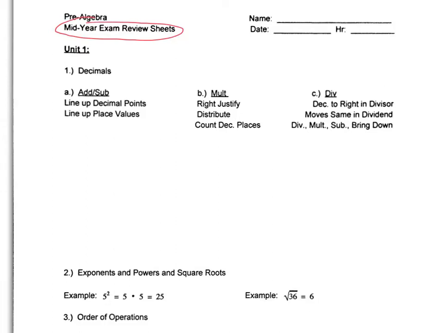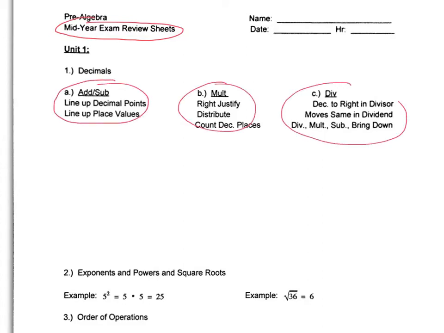Alright, Unit 1 was a huge unit. We learned how to add and subtract decimals, multiply decimals, and divide decimals. So I'm very quickly going to go through that. When you add and subtract decimals, you have to line up the decimal points and the place values.